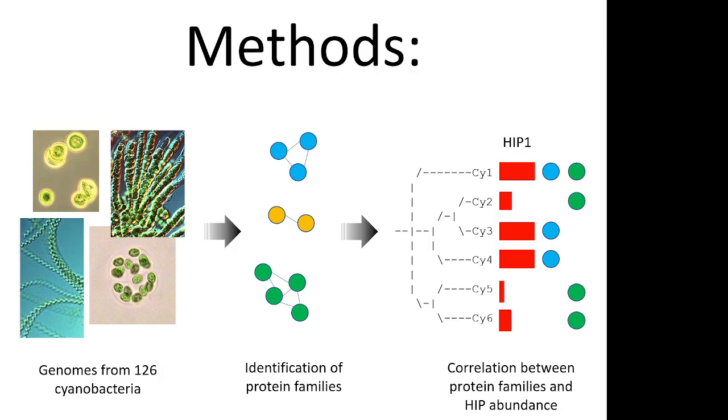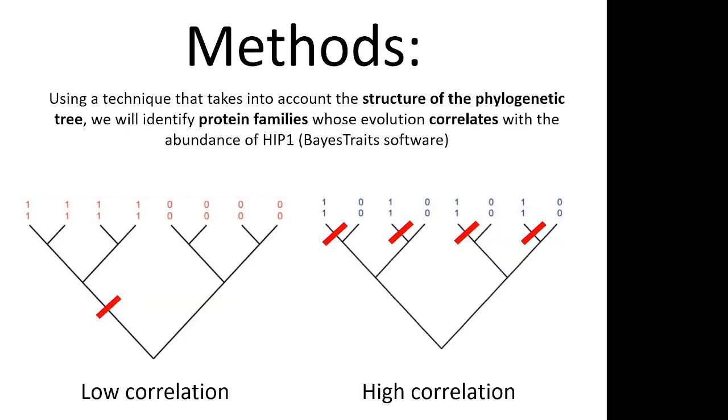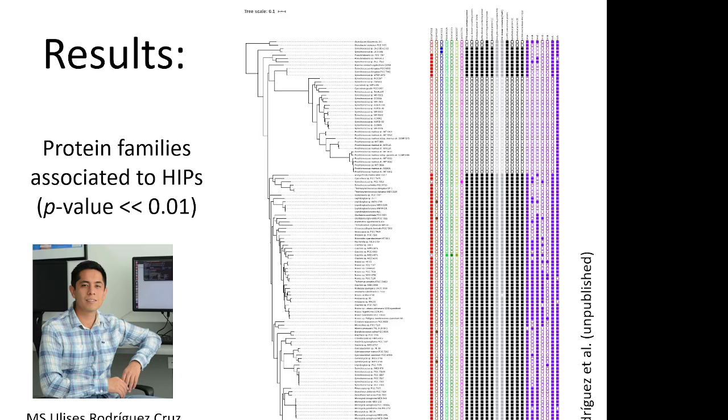So the methodology, straightforward, is that we downloaded the genomes from about 100 cyanobacteria. We identified the protein families between those genomes, and then we asked whether there is a correlation between the abundance of the palindrome and the phylogenetic distribution of the protein families. And of course, to measure the correlation, we use a method that is phylogenetically aware in order to take into account the phylogenetic structure of the data. Okay? Well, these are the results.